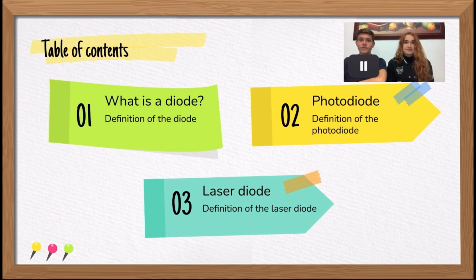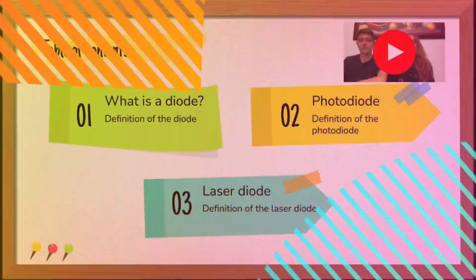Table of contents. First, we are going to talk about what is a diode, so we give the definition of the diode. Second, we're going to talk about the photodiode, so we're going to give the definition, the types, the operation modes, and the application of this diode. And third, the laser diode, and we are going to explain what it is, how it works, the applications and types of this type of diode.